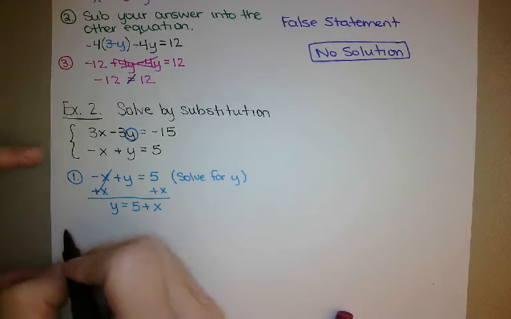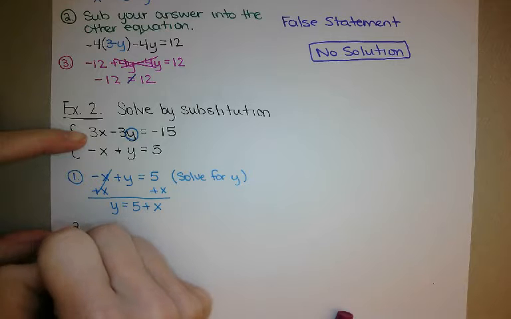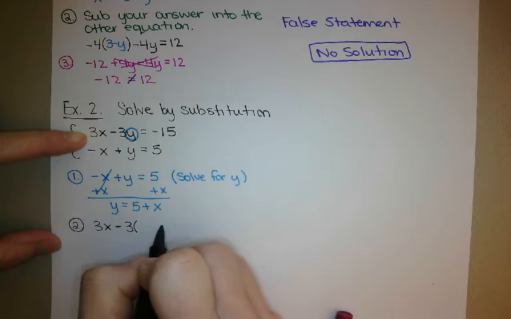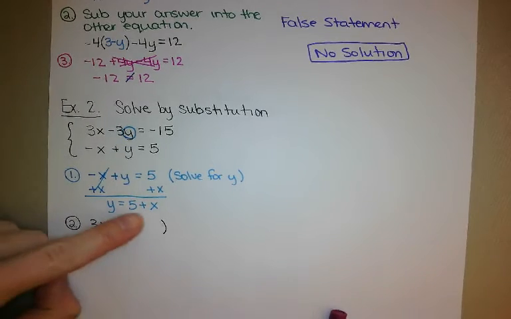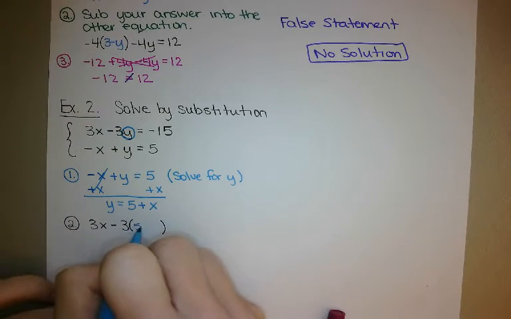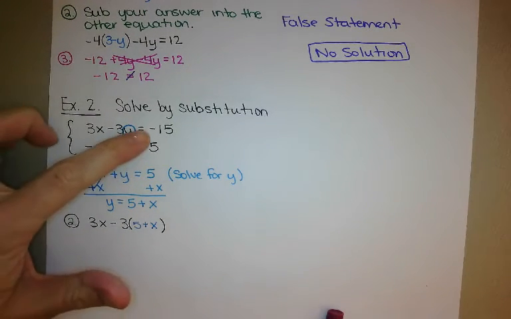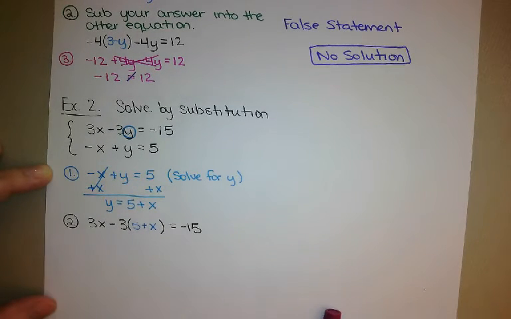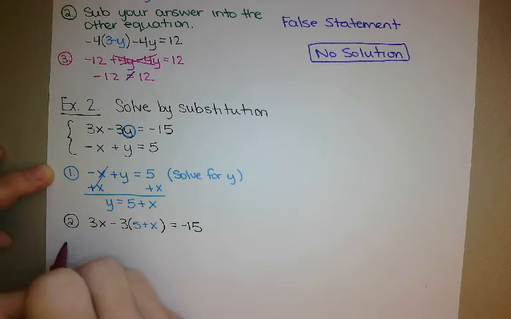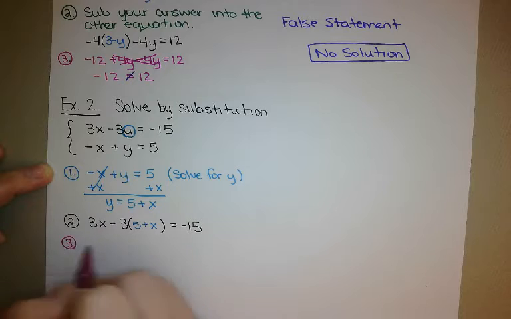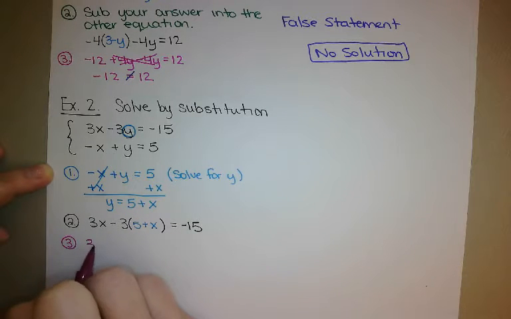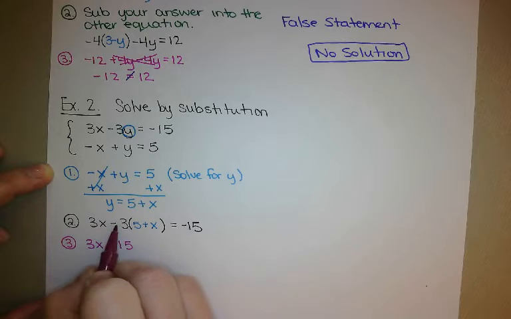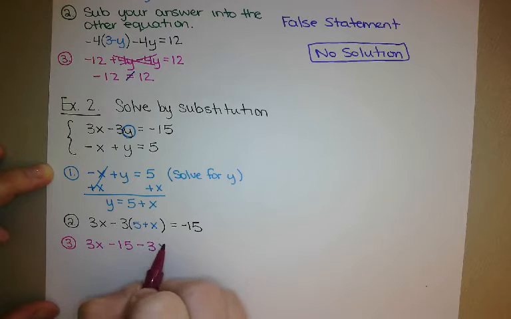All right, so looking at this other equation, it's 3x minus 3, but instead of the y, I'm going to substitute in its expression 5 plus x, and that is equal to -15. Okay. Step 3 is start solving. Clean this up. So I have 3x. I'm going to distribute. That's going to give me -15. -3 times x is -3x.